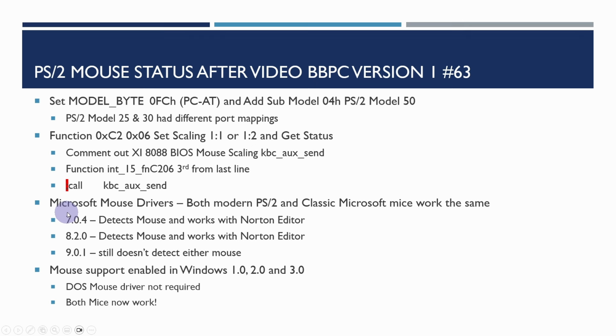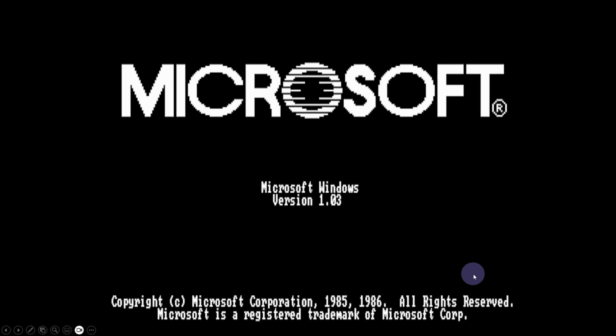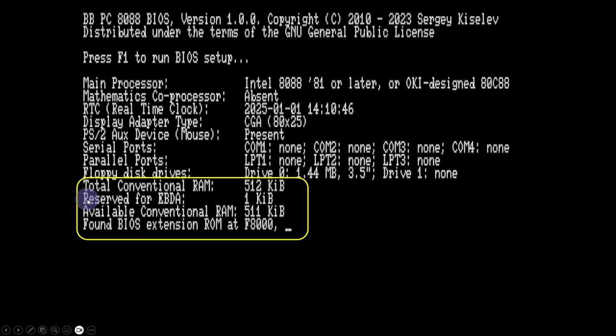So the Microsoft mouse drivers 7 and 8 worked, but I couldn't get the 9 working, though I was able to get mouse support working in Windows 1, 2 and 3. To get Windows 1.0 working with the mouse, we have the original Windows 1.0 documentation here and the startup screen, from the CGA video card in the earlier series. I will be installing this in a few minutes. We can see here the reserved memory for the extended BIOS data area; we'd expect to see this amount of memory appearing in the BIOS startup when it's enabled properly.